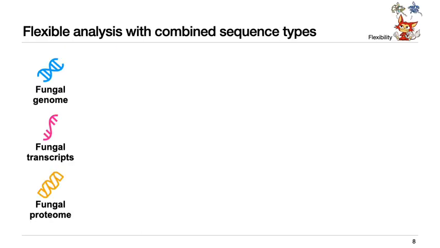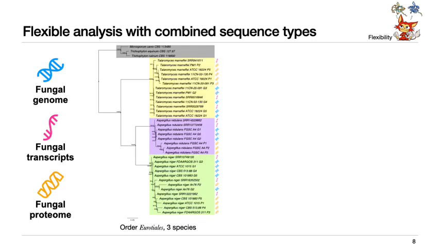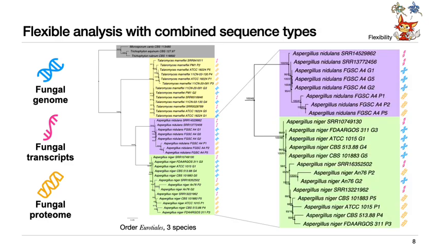UFCG also allows flexible analysis with combined sequence types of genomes, transcriptomes, and proteomes. The tree here was built with combined types of sequences from 3 species under the order of Eurotiales. Let's zoom in a bit. As you can see, the pipeline successfully clustered the same species into a monophyletic group, regardless of their sequence types.